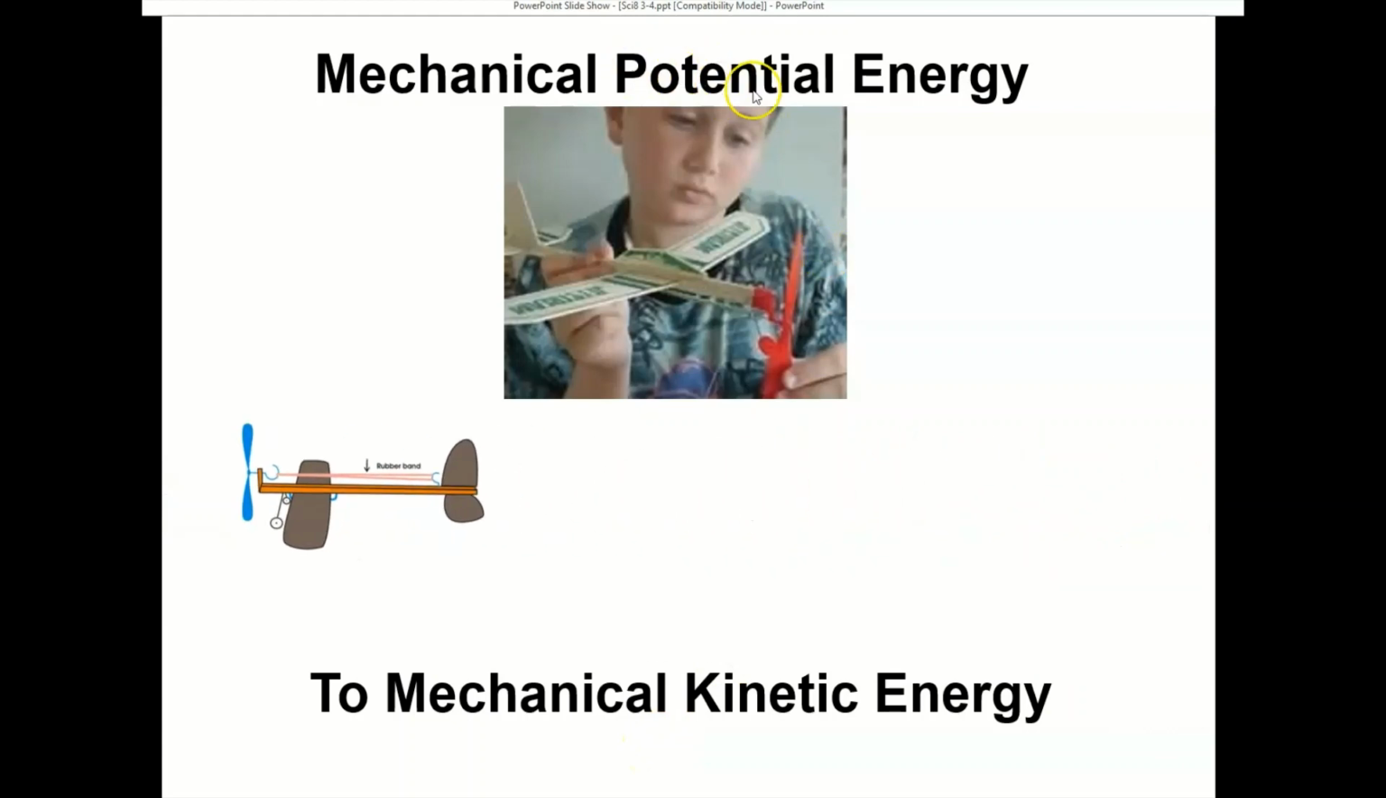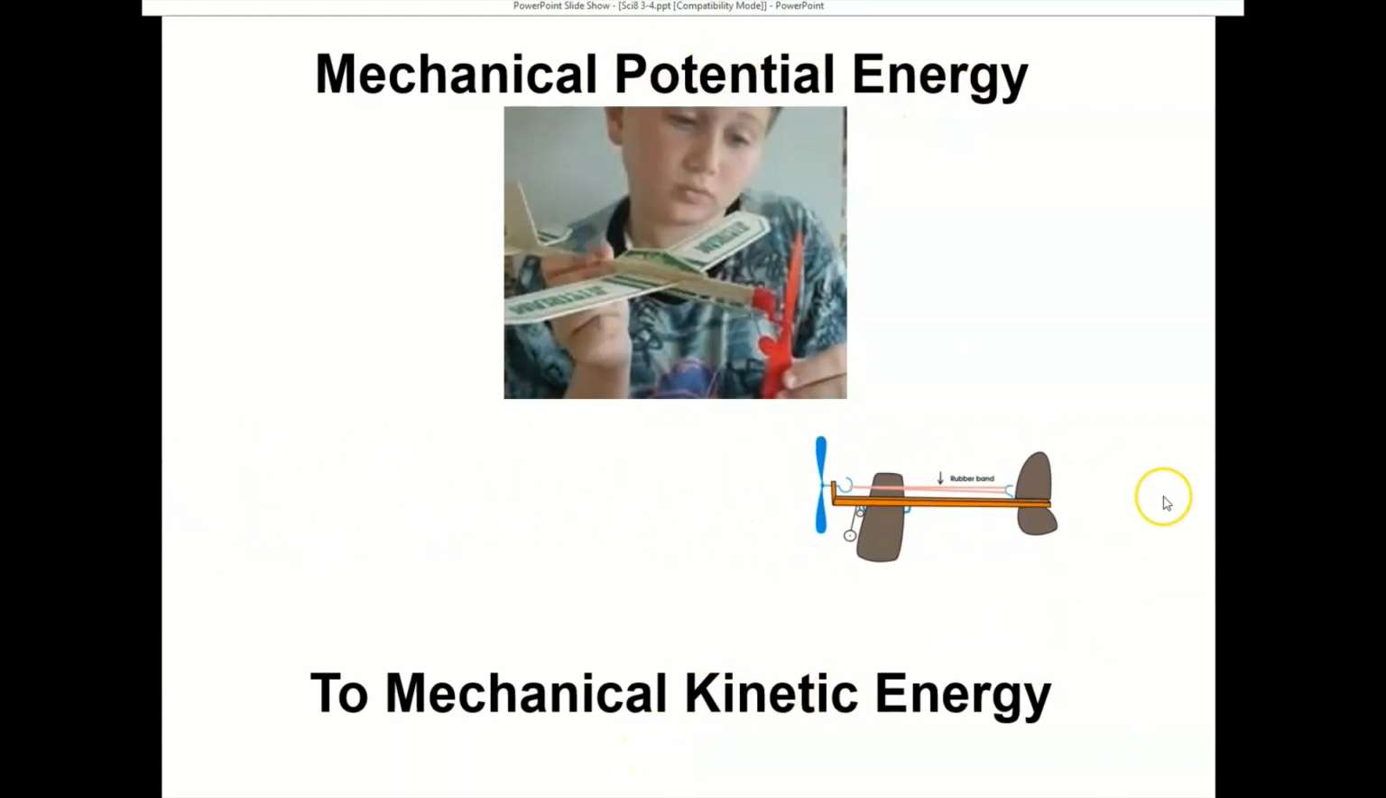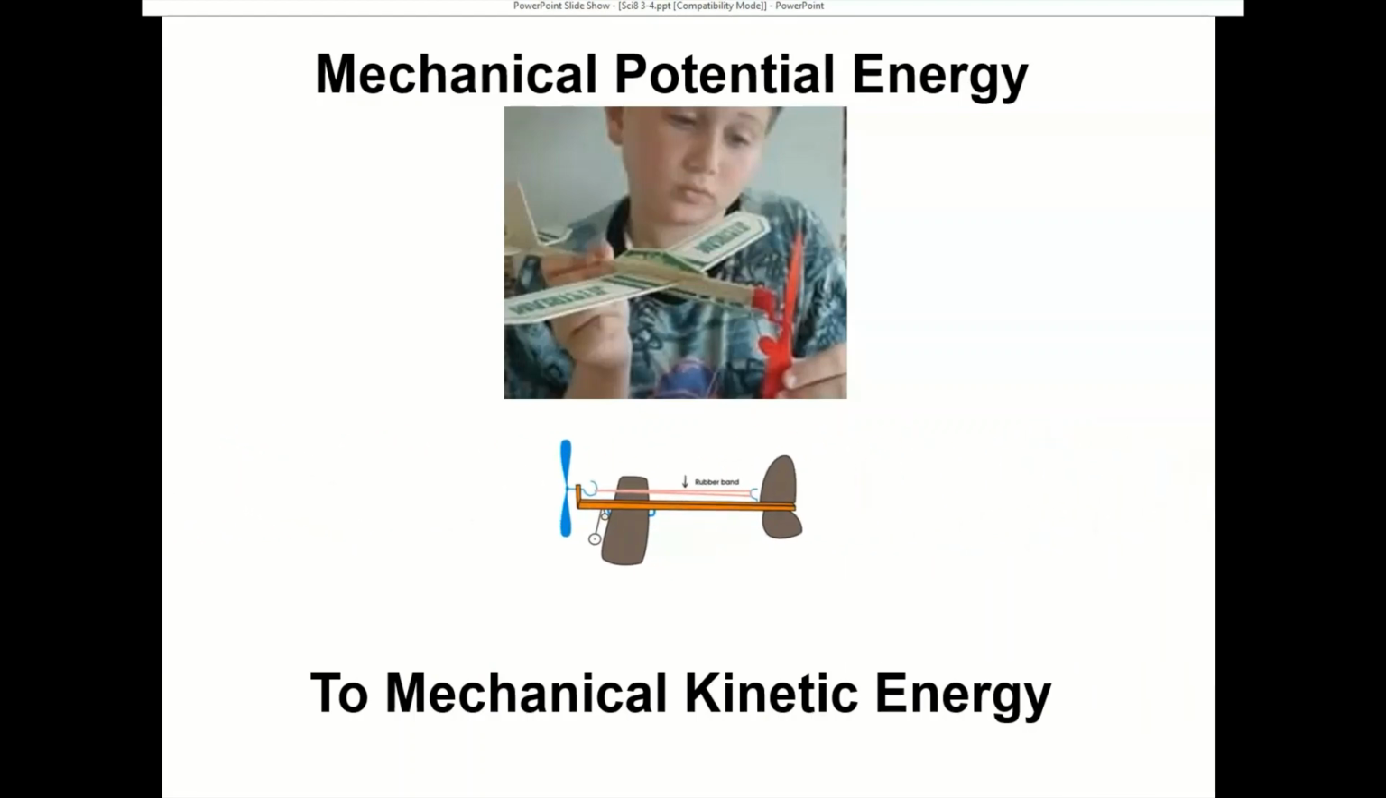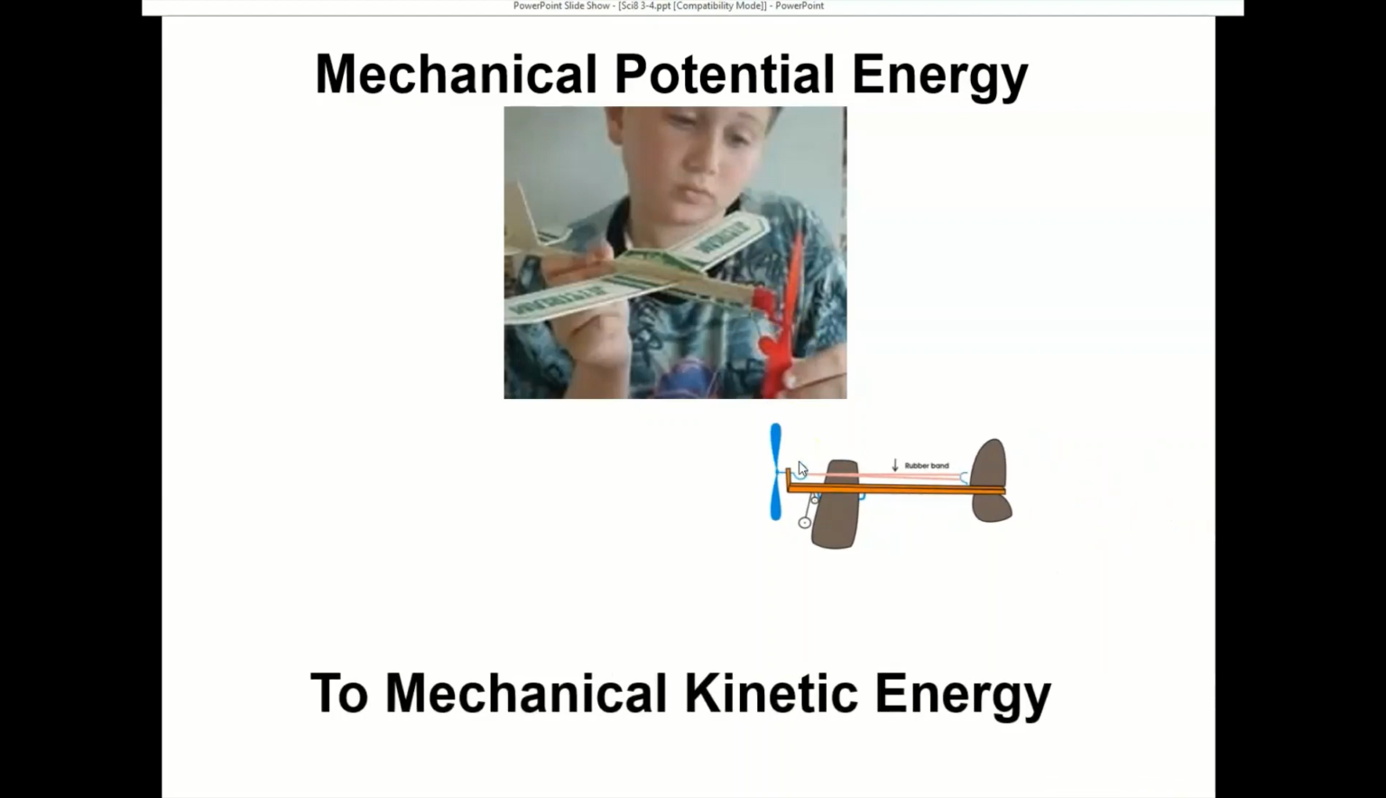All the energy he put in becomes kinetic energy, and the plane starts to move as the propeller spins. Again, it's an energy transformation. The energy is not made, it's just transferred first from the kid to the propeller to the rubber band. Then we let go of the propeller, the rubber band unwinds, spins, and that plane moves. And again, energy of motion, that's kinetic energy.